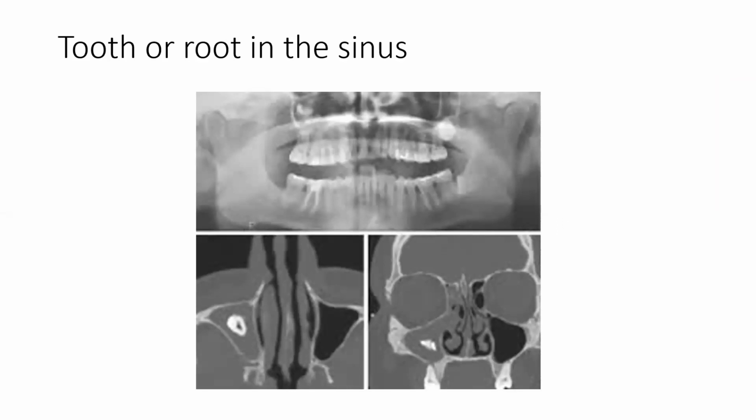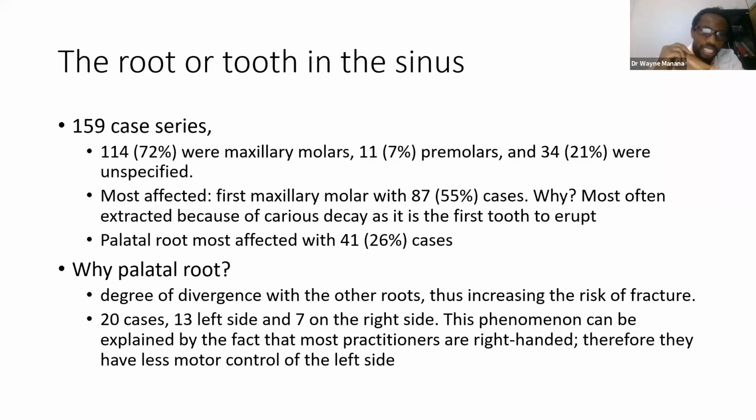Sometimes we can accidentally push the root or a whole tooth into the maxillary sinus. So this is a very common complication. In fact, for the tooth or the root in the sinus, there is a case series of 150 cases, where they found that it's usually the maxillary molars and premolars. Those are particularly the root of the first molar.